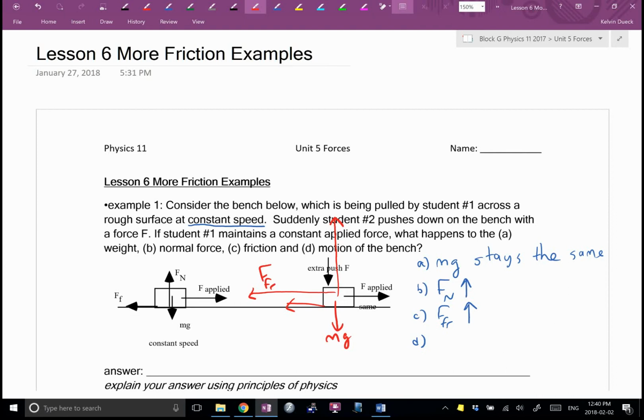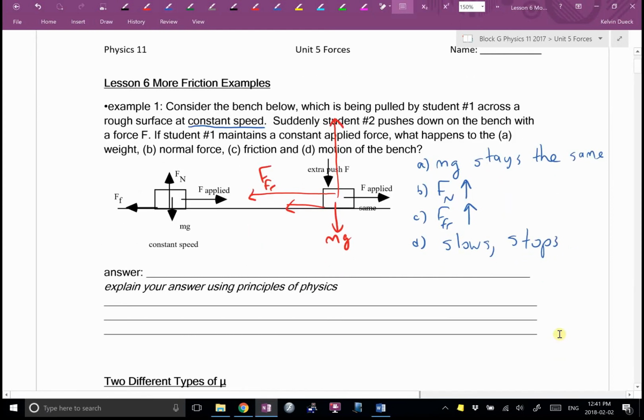So what's going to happen to the motion? Slow down. Slows, and then eventually stops. Okay? It says explain your answer using principles of physics. I think we really just did up here in our discussion.